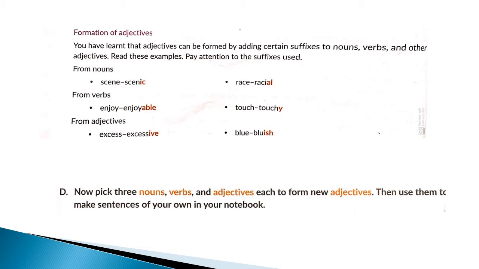For example, scene is a noun and if we add the suffix ic, it becomes scenic, which is an adjective. Similarly, enjoy is a verb and if we use the suffix able, it becomes enjoyable, an adjective. In the same way, excess is a noun and if we use the suffix ive, it becomes excessive, which is again an adjective. So the use of suffixes leads to the formation of new adjectives. Now you have to pick out 3 nouns, verbs and adjectives of your own and make them into new adjectives. You can do this on your own.